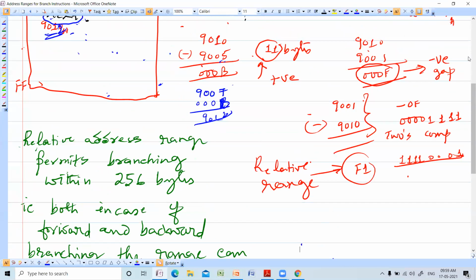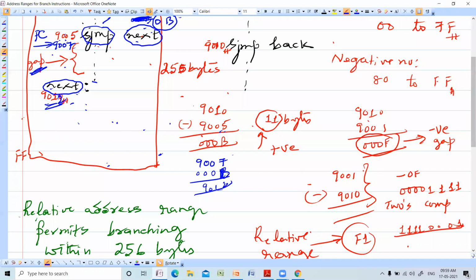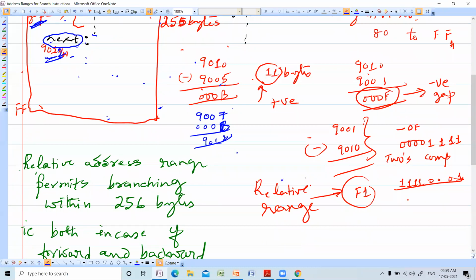What would be the content of PC in this case? Content of PC is 9012. So 9012 plus F1. How much are you going to get? You can just see, 3, 15 plus 1 is 16. 16 in hexadecimal is 9010.